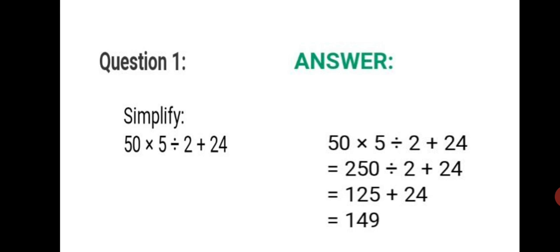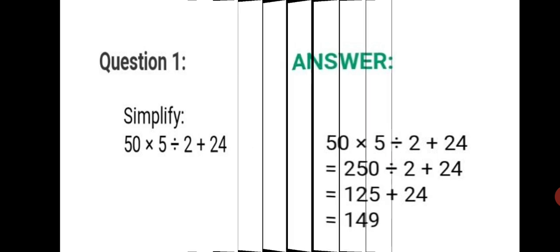Now you see a division sign and an addition sign. So what are you going to solve? Right, division first. So 250 divided by 2 gives you 125 plus 24 we write down as it is. And now 125 plus 24 gives you the final answer 149. So what did we do here? We first multiplied, then we divided, and then we finally added the numbers. So one step at a time. Okay, one operation at a time. Don't try to do multiple operations together. Okay, let's go to question number 2.